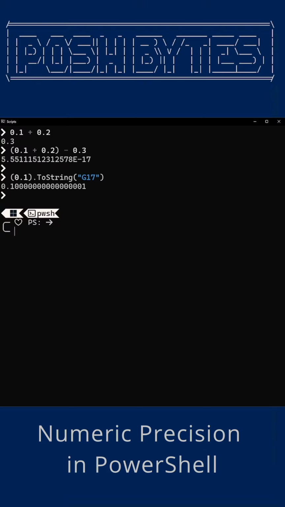Now, this isn't PowerShell being weird. This is floating point math everywhere. C#, Python, Go, Java, JavaScript, they will all give you the same not quite 0.3. Doubles are perfect for science, but they're terrible for invoices and expense reports.